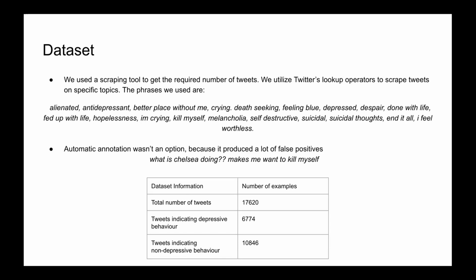We could not annotate automatically because it was producing a lot of false positives. For example, "what is Chelsea doing makes me want to kill myself." Here "makes me want to kill myself" is the highlighted phrase, but this is a false positive. We cannot tell that the user is truly depressive when he is tweeting this, because he is right now sad or angry because his favorite team, Chelsea, is not performing well. So we had to do manual annotation only. There were a total of 17,620 tweets in our data set, out of which 6,774 indicated depressive behavior and 10,846 indicated non-depressive behavior.